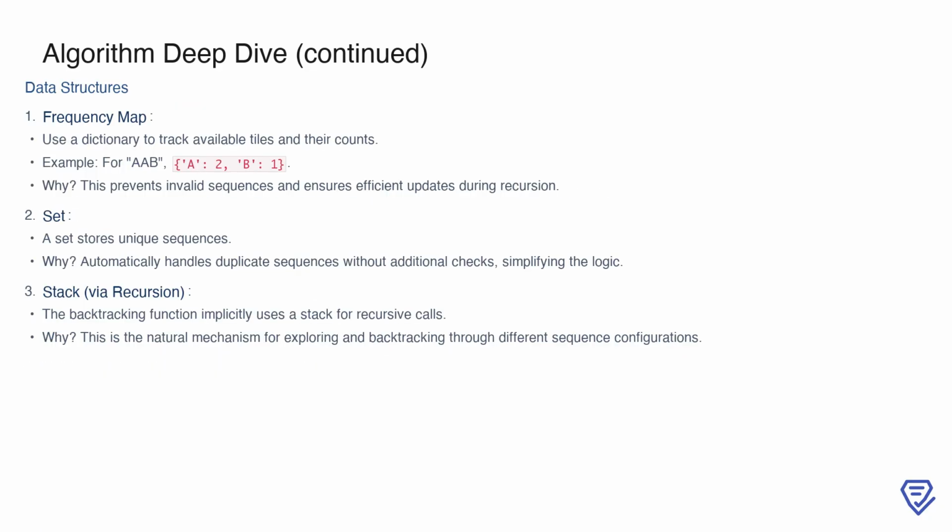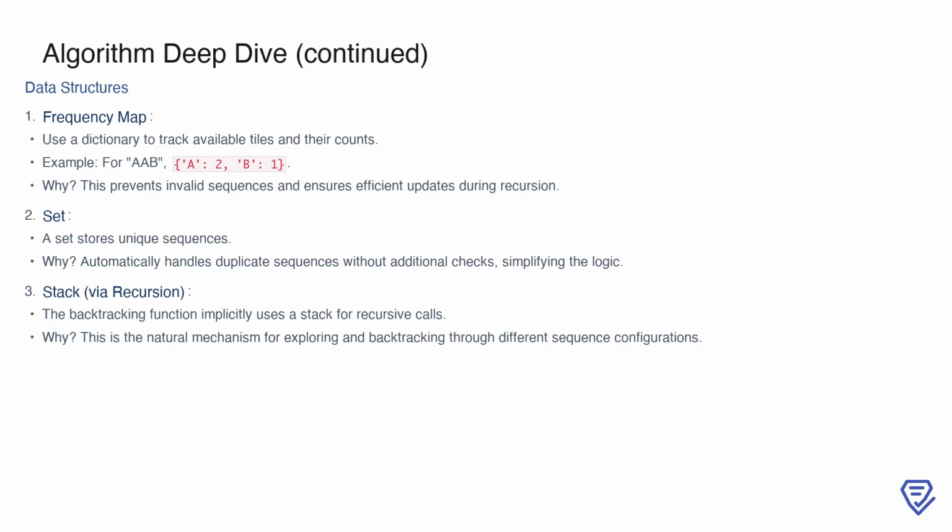Let's take a closer look at the data structures that make this algorithm work efficiently. First, the frequency map is essential. It tracks the available tiles and their counts, for example, A:2, B:1, for the input AAB. This data structure prevents the creation of invalid sequences and allows us to efficiently update tile availability during recursion. Second, the set is used to store unique sequences as they are generated. This is a simple yet powerful choice because sets automatically handle duplicate entries, which simplifies the logic of the algorithm.